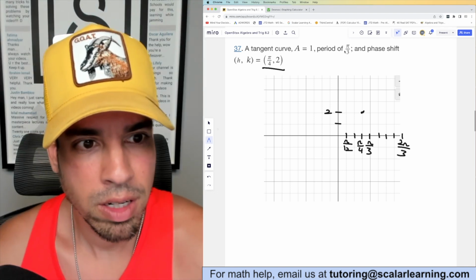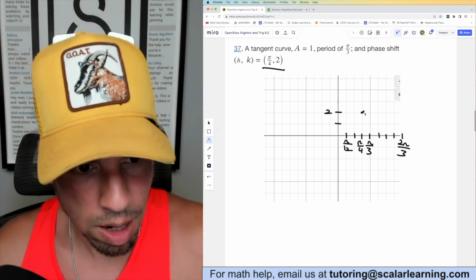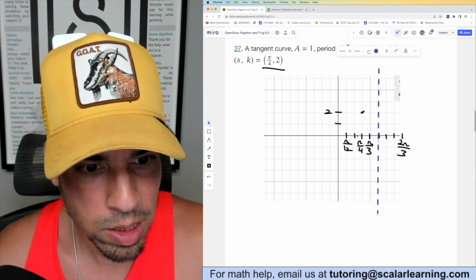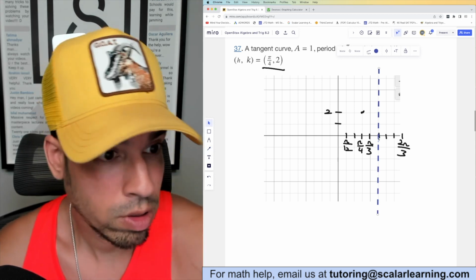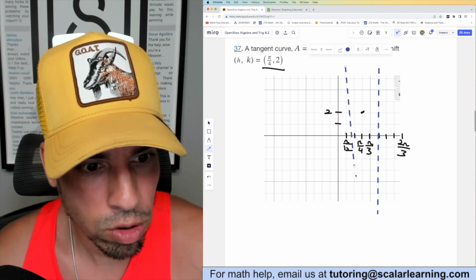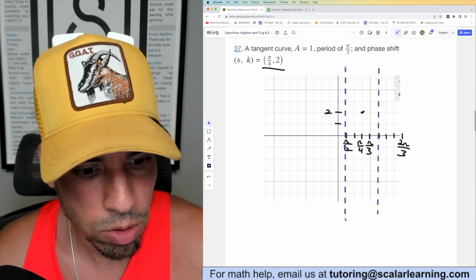Now it says the period is pi/3, which means I'm going to go pi/6 to the right. And why am I going 2 spaces away? Because pi/12, that's a pi/6, right? And then I'm going to go pi/6 to the left as well. So now we kind of have our vertical asymptotes as such.